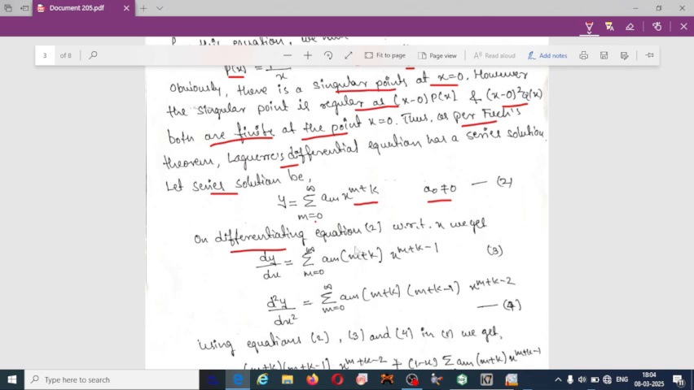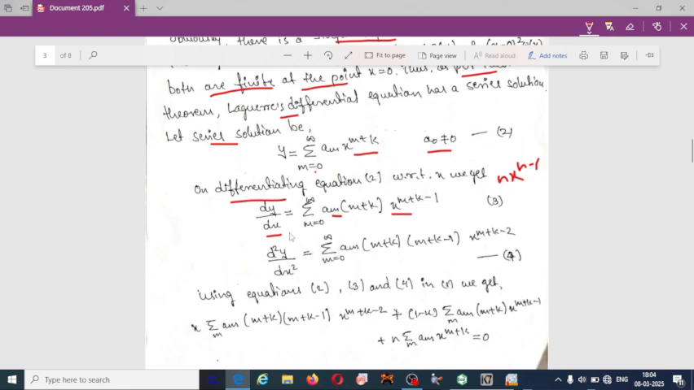On differentiating equation 2, we will get dy by dx equal to summation m equal to 0 to infinity a_m as it is, times the differentiation of x to the power m plus k. How do we write the differentiation of x to the power n? That is n into x to the power n minus 1. Here x to the power m plus k, so (m plus k) into x to the power m plus k minus 1.